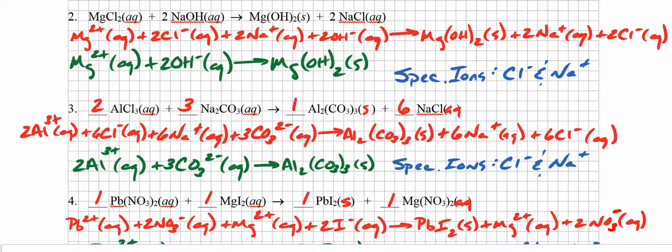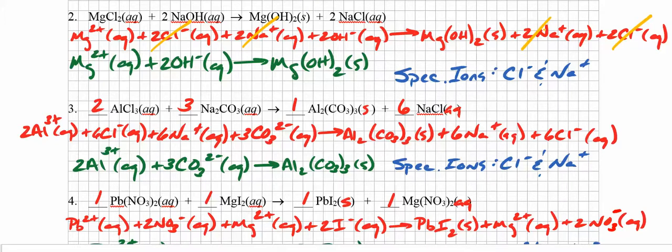What is present both on the left and the right? Well, notice I've got 2 moles of chloride ions on the left, and I've got 2 moles of chloride ions on the right. I've got 2 moles of sodium ions on the left, and I've got 2 moles of sodium ions on the right. Those then are my spectator ions.